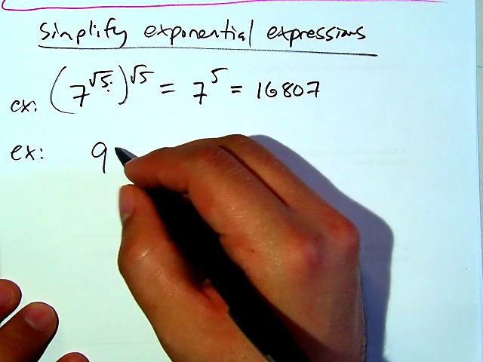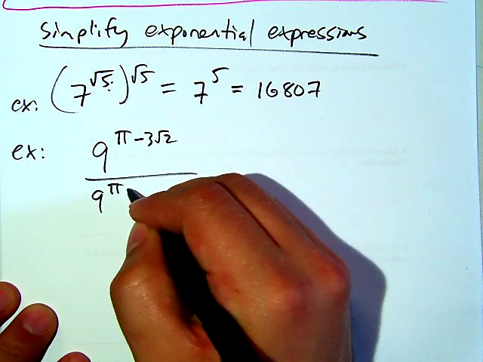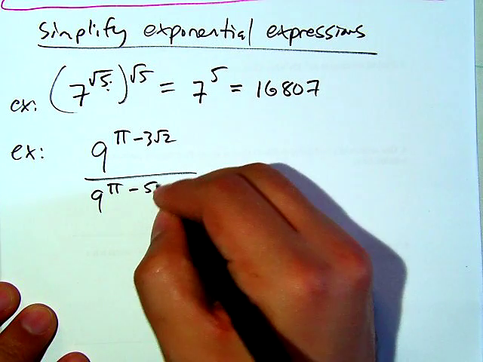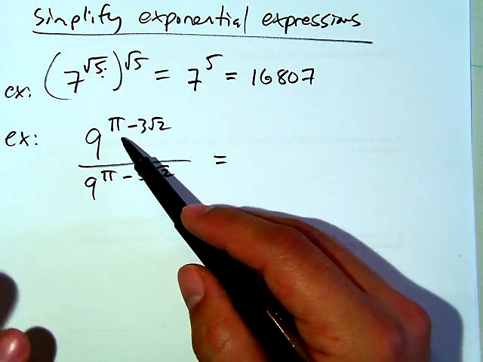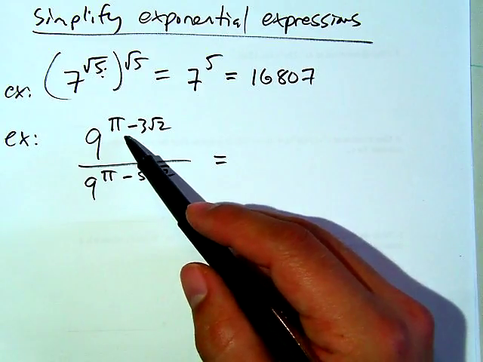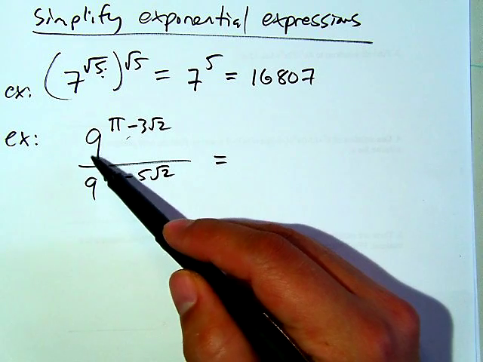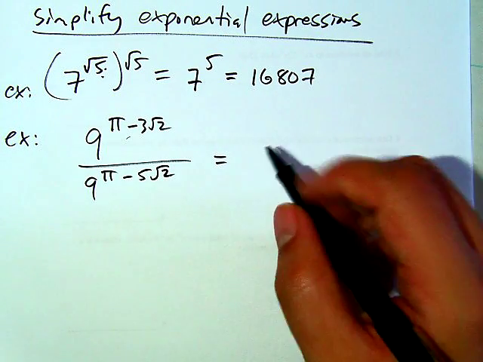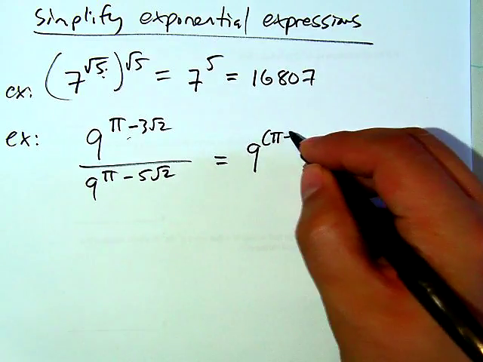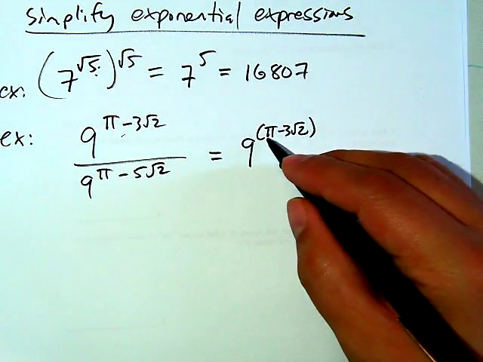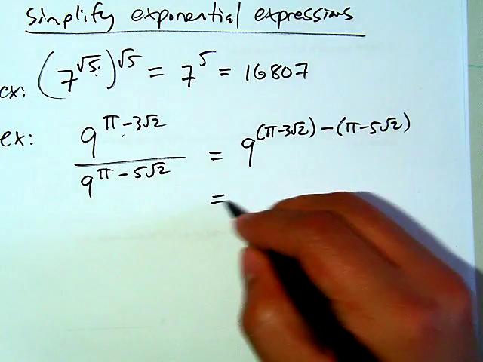We can do one other quick one. Let's say I have something like 9 to the pi minus 3 root 2 divided by 9 to the pi minus 5 root 2. So here's another time when you still do the same rules, but it looks a little goofy. Here we're dividing a number that's the same base. When you divide, you subtract your exponents. So you're going to do 9, and then the exponent will be whatever you get when you subtract the exponents. So you're going to do pi minus 3 root 2, and then subtract pi minus 5 root 2.